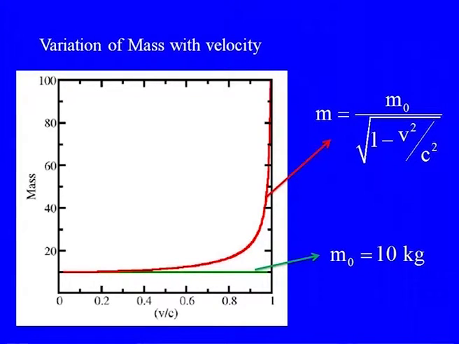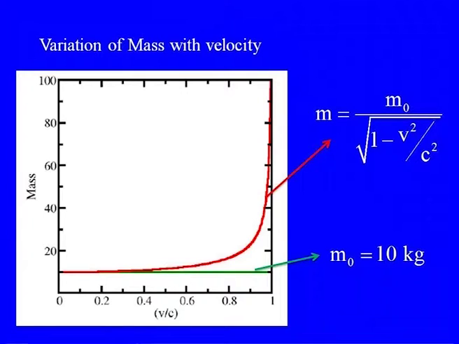If you look at the graph on your screens, what I've plotted here on the y-axis is the mass, and on the x-axis I have v by c. Basically, it's the velocity in units of the velocity of light, starting from 0 to the speed of light. So when v by c is 1, it's the speed of light, and when v by c is 0, the body is at rest.